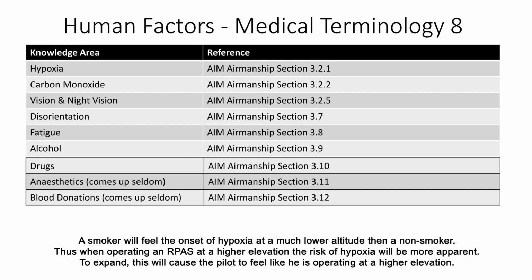Please reference the following human factors sections when studying. In regards to the utilization of the Aeronautical Information Manual, the Airmanship section of the AIM should be focused in specific sections 3.2.1 all the way to section 3.12.1. Would like to note the questions on blood donation and anesthetics come up seldomly.